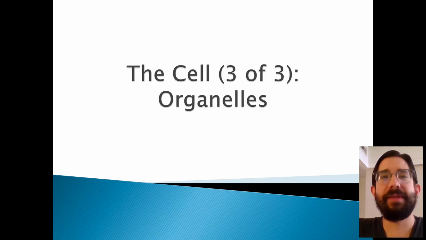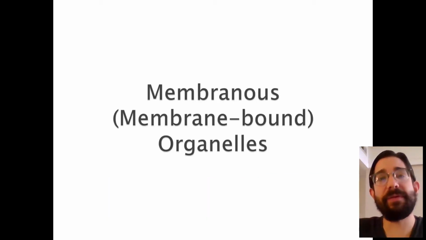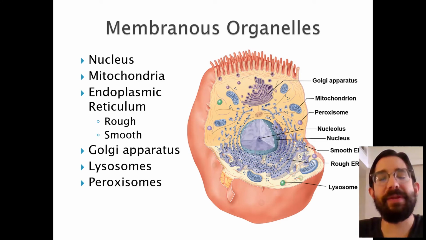We'll now study some of the organelles found inside of the cells, and these can be divided into two categories. The first category we'll look at are membrane-bound organelles, or membranous organelles. And here's a list of those and where you can find them on a typical cell diagram. I won't go through this screen, but we'll just tackle these one at a time.